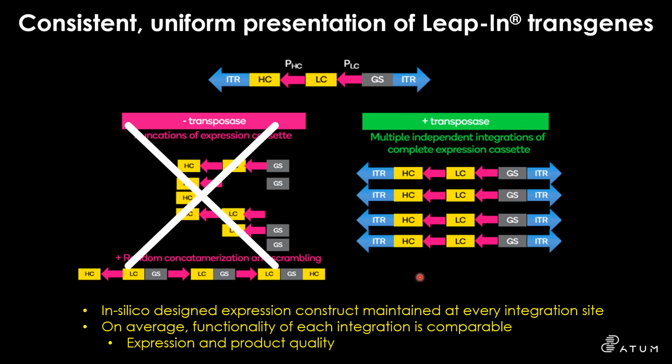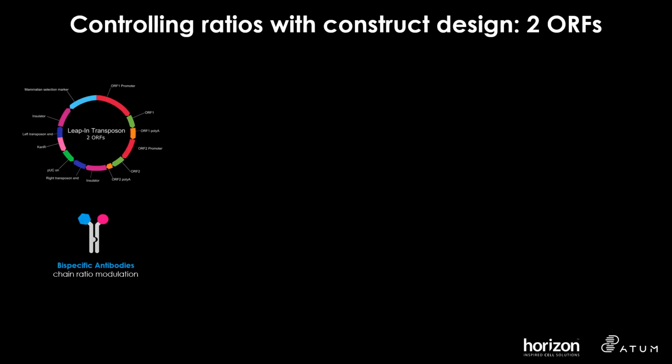If you could design in silico and be 100% confident that your design will end up in the genome, how might this be used to solve problems in expression? Well, I'll give you a couple examples of that. In all of these cases, we'll be talking about the controlling of different chain ratios in multi-open reading frame molecules of interest.